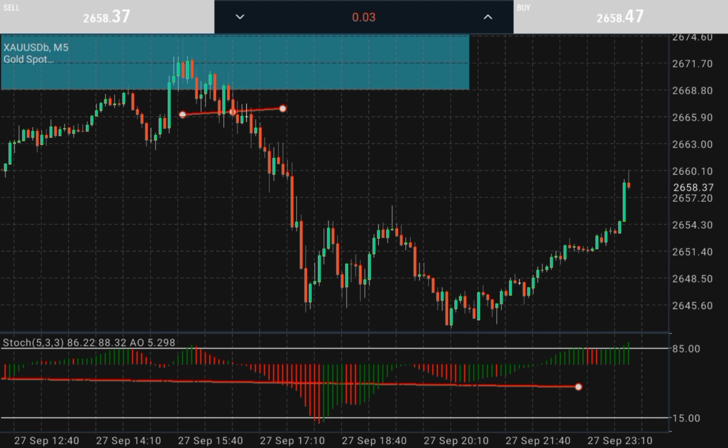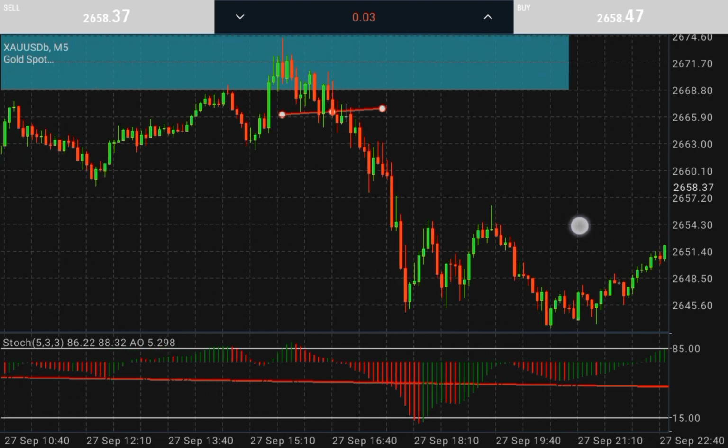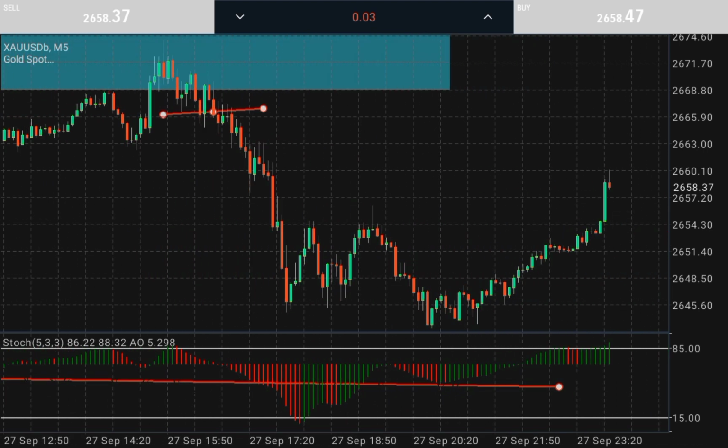So that is how you can combine the Awesome Oscillator and stochastic along with the trend of the market. You focus on the trend, you don't do anything blindly here. So that was the outcome.